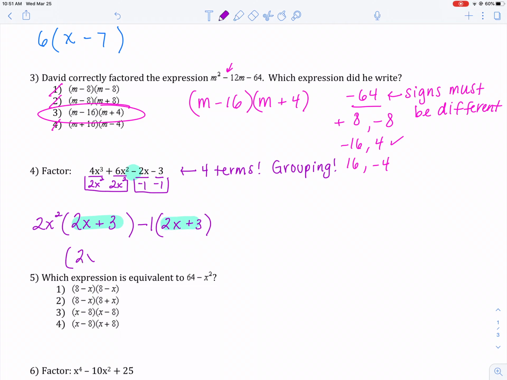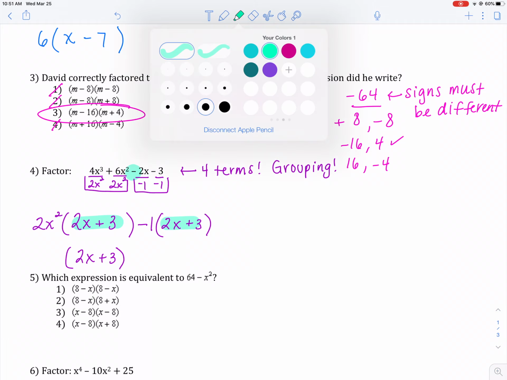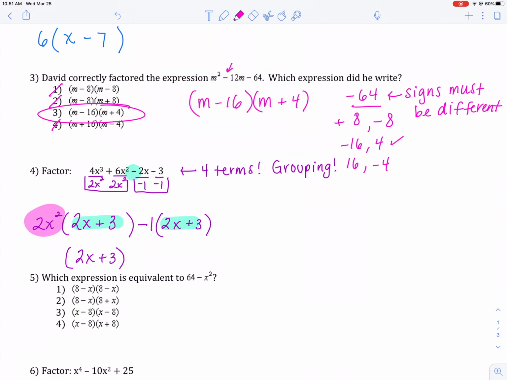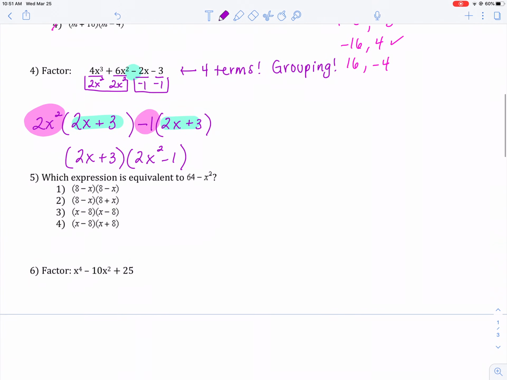That makes your first factor, or one of your factors. The order of the factors doesn't matter. Your other factor here is the 2x squared and the -1. That forms your other factor. There's your answer: 2x plus 3 times 2x squared minus 1.